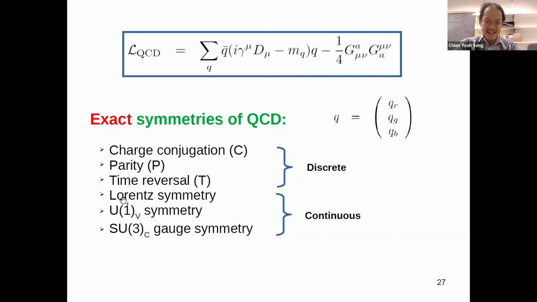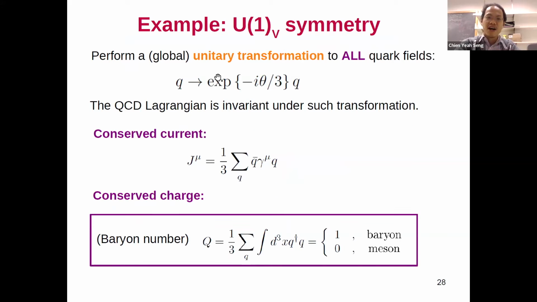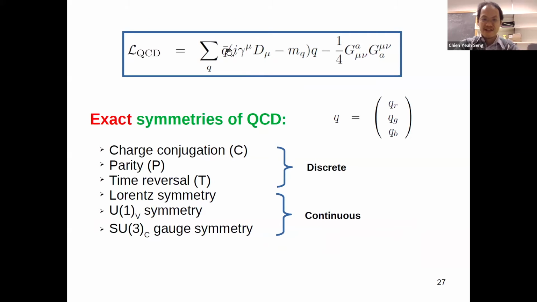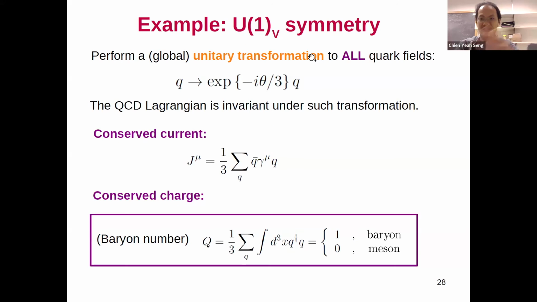Let's talk about this example. What is U1V symmetry? It states that if you do a global unitary transformation to all quark fields, namely you introduce an extra phase to all the quark fields, then QCD is invariant under such transformation because, as you can see, the QCD Lagrangian is always q q-bar. So the phase from q is cancelled by the phase from q-bar. So this is a continuous transformation which leaves the Lagrangian invariant.